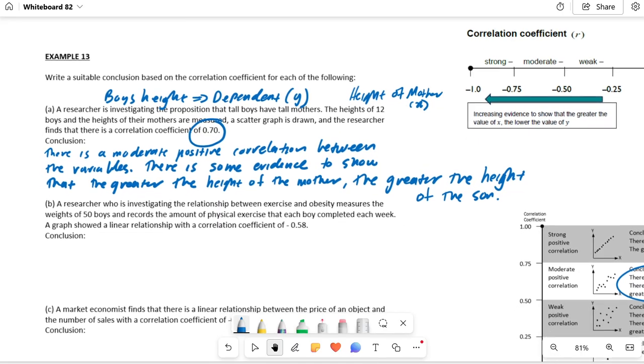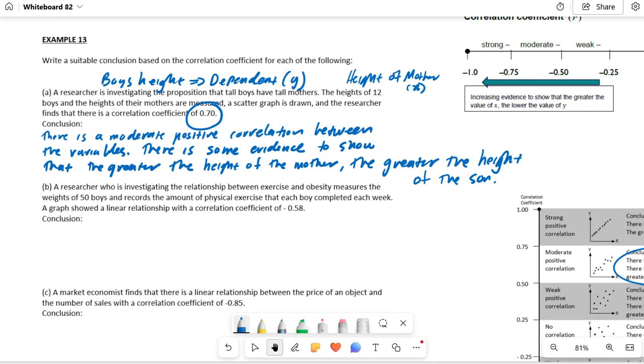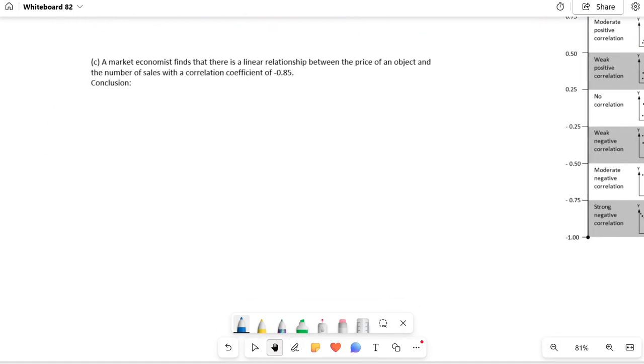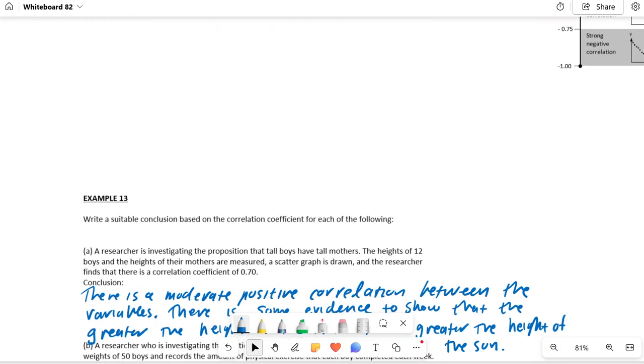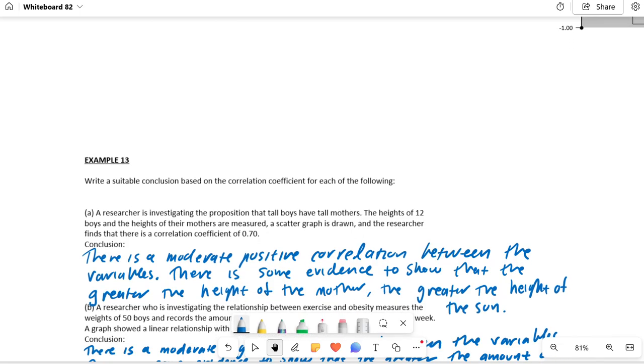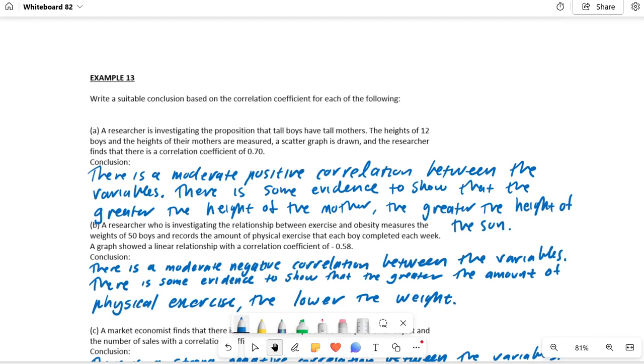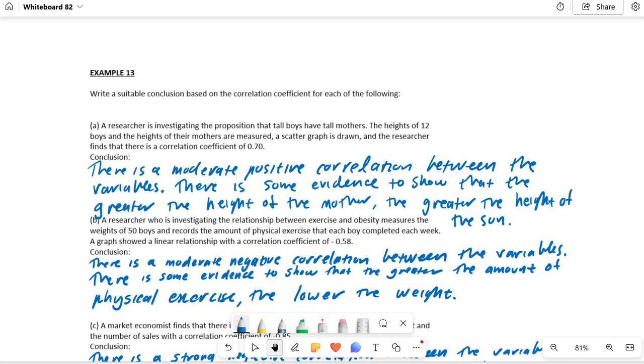Okay, so I'm going to reveal the sentences that I wrote. All right, so there's the first one again. Okay, now this second one, part B, we've got a moderate negative correlation between the variables. There is some evidence to show that the greater the amount of physical exercise, the independent variable, the lower the weight. The weight was the dependent variable.